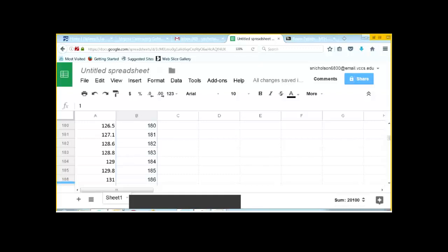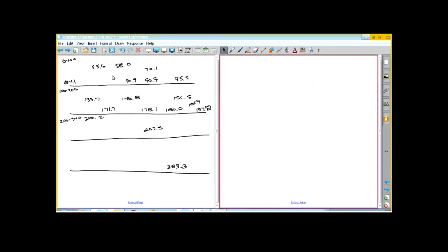So let's go back to Blackboard. Let me go back to my spreadsheet. Okay. So let's say I have a list of numbers. I'm just going to list 6 numbers: 1, 2, 3, 4, 5, 6. Now I'm going to list 5 numbers: 1, 2, 3, 4, 5.